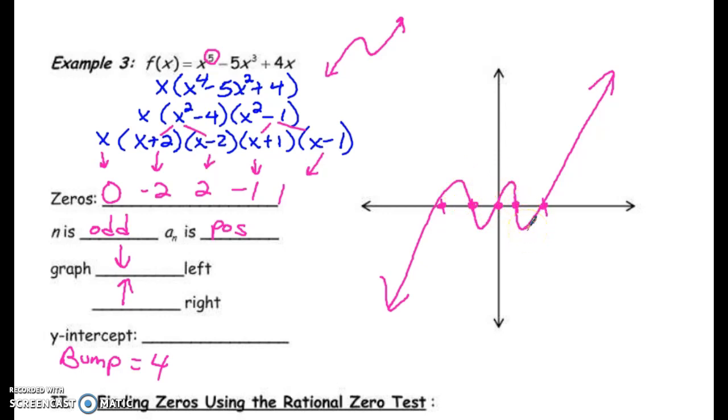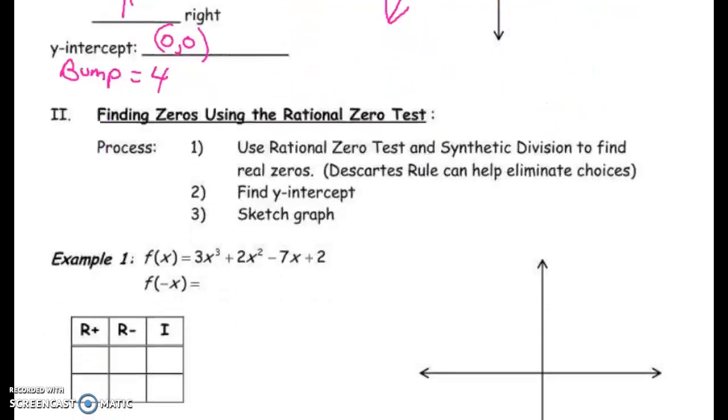There's 4 bumps, and obviously the y-intercept, all these are gone when you plug in a 0 for x, and you get a 0, 0. So there's our 3rd example. Great. Let me scroll down to the next example and last one.